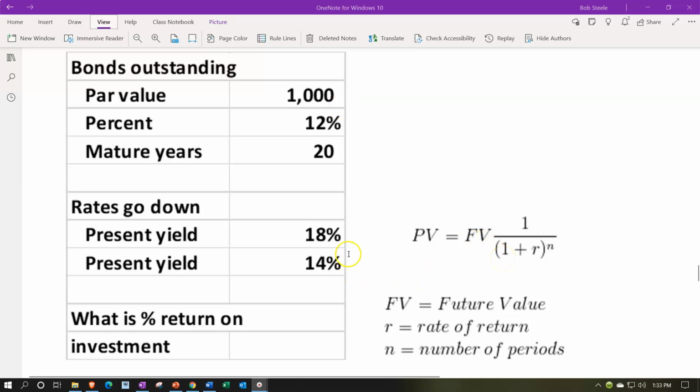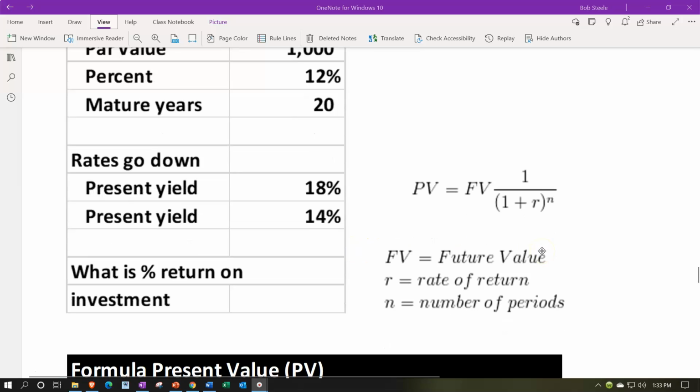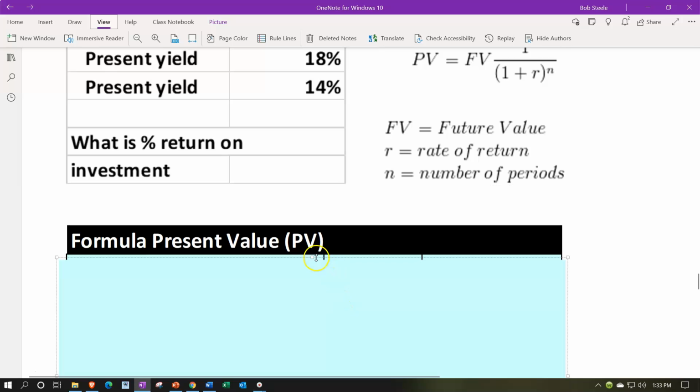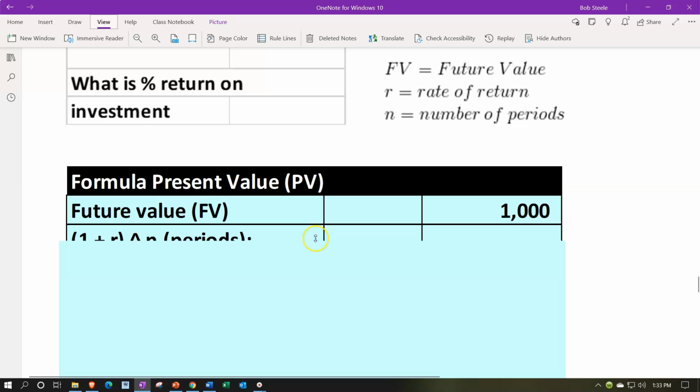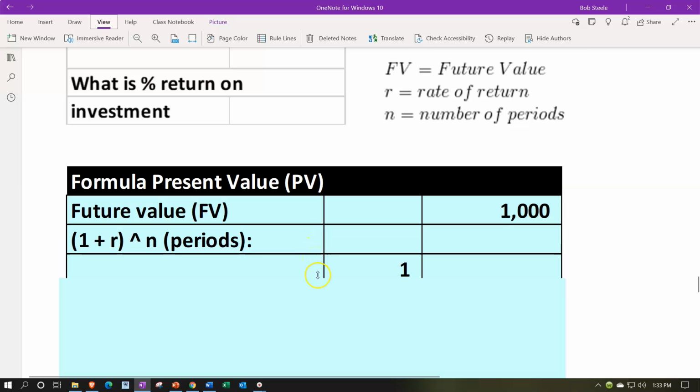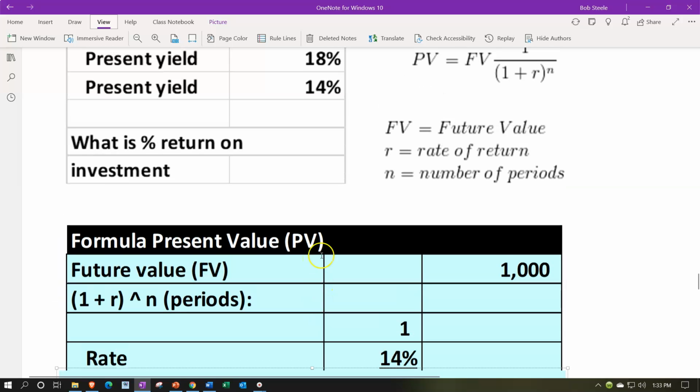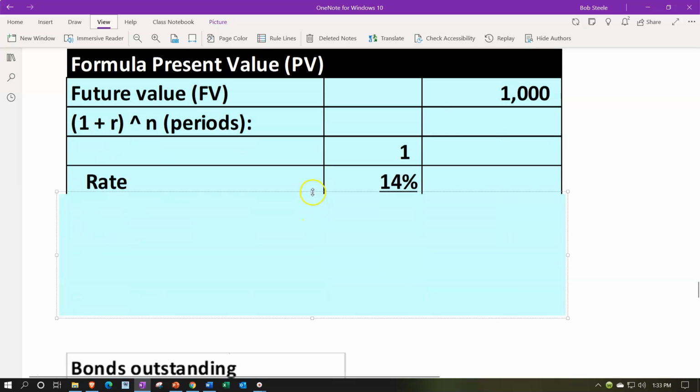R is now 14% as opposed to 18%, to the power of the number of periods, which is 20. That's the same. So the difference here is 14% instead of 18% market rate. Future value, the numerator, 1,000, times 1 plus R to the N. There's the 1, there's the R. That's the new thing, 14% as opposed to 18.